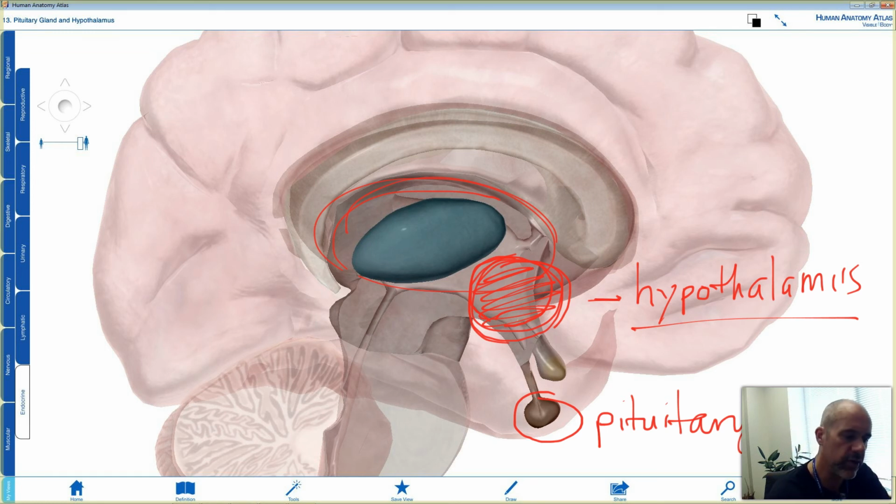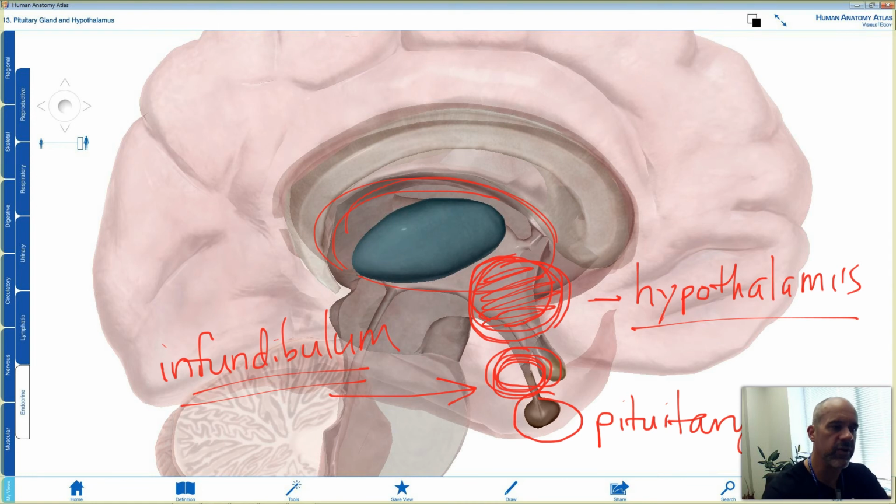All right, another thing you should know, there is a stalk right in here that connects the hypothalamus to the pituitary gland, and that stalk is called the infundibulum. And that's another term that you may have learned over in Biology 201 as well.